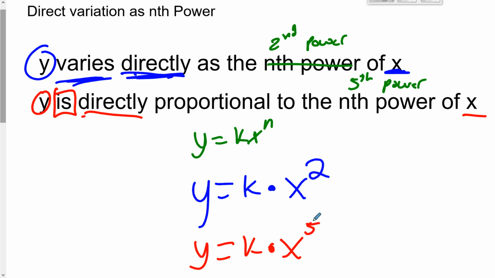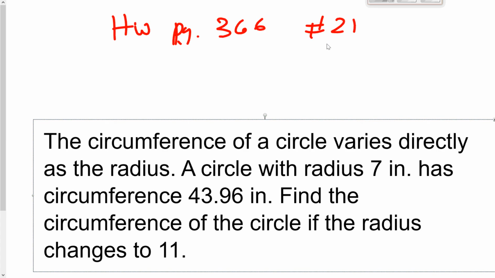Alright, put your problems that you're supposed to do. Number 21. Okay, so here is number 21: the circumference of a circle varies directly as the radius. A circle with radius 7 inches has a circumference of 43.96 inches. Find the circumference of the circle if the radius changes to 11.